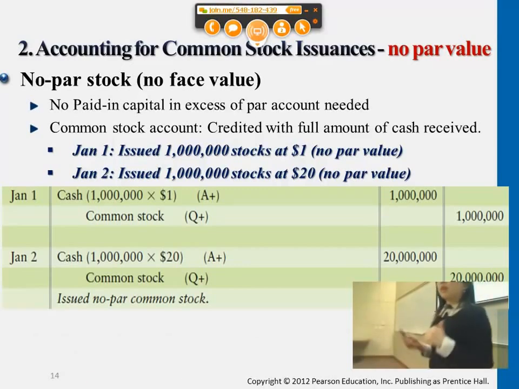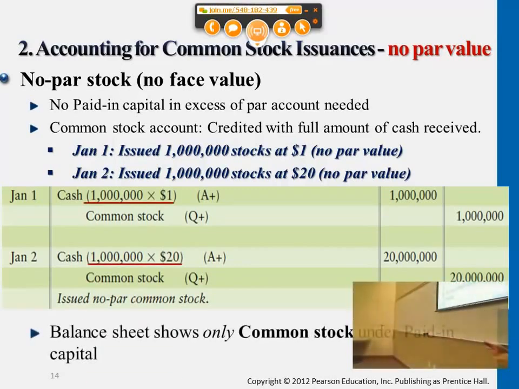Okay, so we talked about par value stock and no par value stock. For no par value stock under the balance sheet, you would only see common stock under the paid-in capital account. Again, you won't see those premium accounts. Okay, so just a reminder: you would see common stock or preferred stock, but no excess amount T accounts listed.